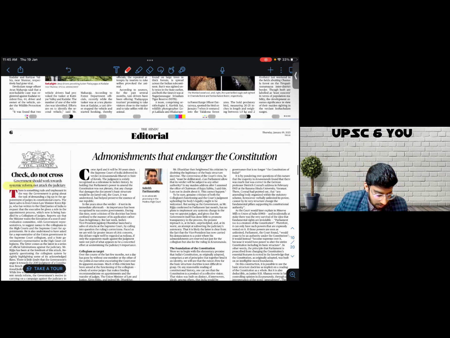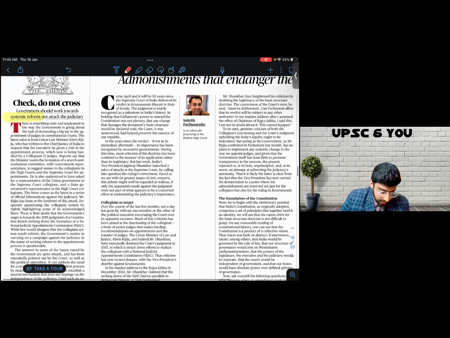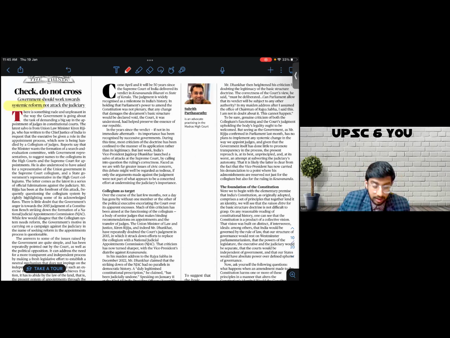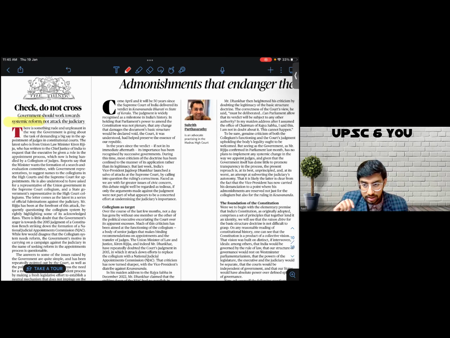Then we say that government should work towards systemic reform. So this again is speaking about collegium, an issue we saw in yesterday's Indian Express newspaper. I just picked this keyword, systemic reform. So I'm going to use it very liberally in all my GS papers. Whenever we have to look for reforms, whenever there's an issue, we don't have to look for ad hoc solutions. We have to look at systemic reform, which is aimed at targeting the root cause of the problem.